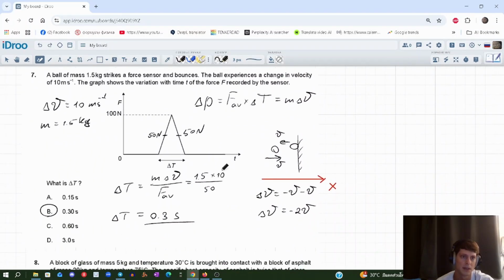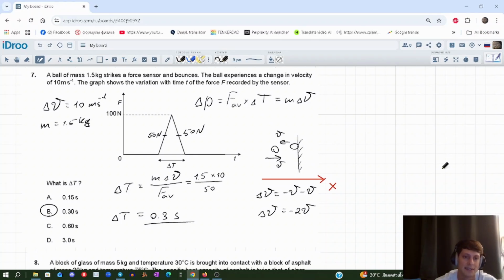Number 7. A ball of mass 1.5 kilograms strikes a force sensor and bounces. The ball experiences a change in velocity of 10 meters per second. The graph shows the variation with time t of the force F recorded by the sensor. What is delta t?